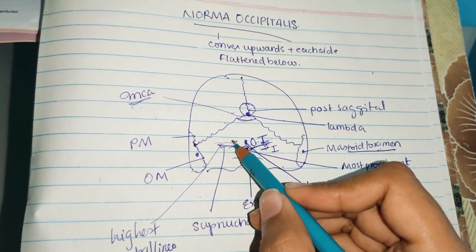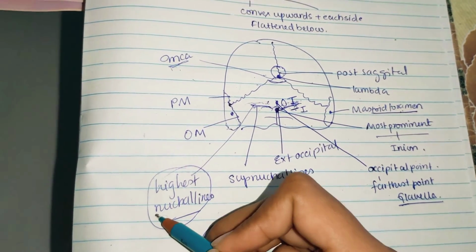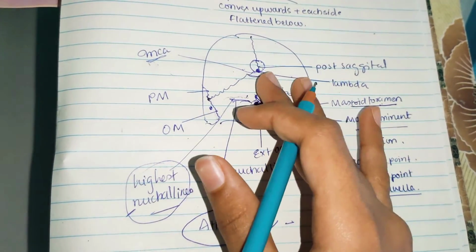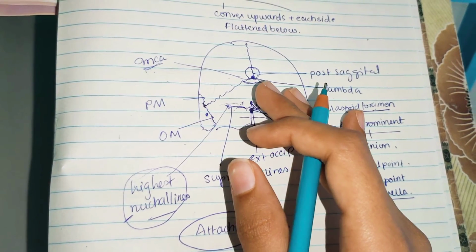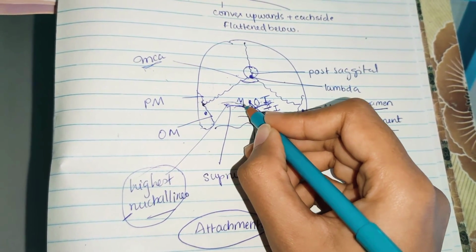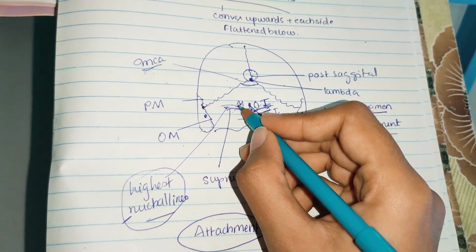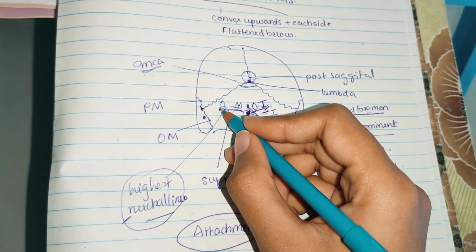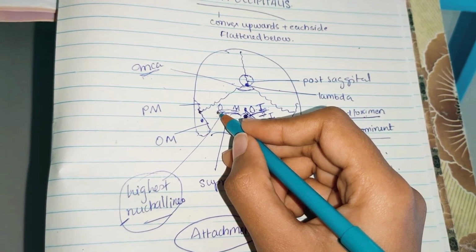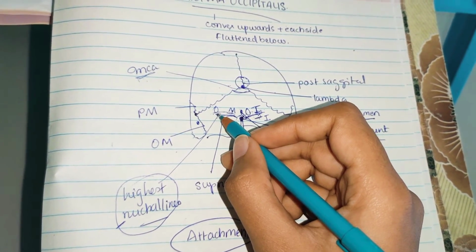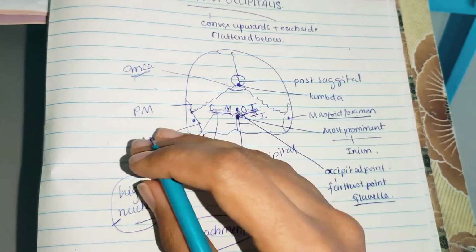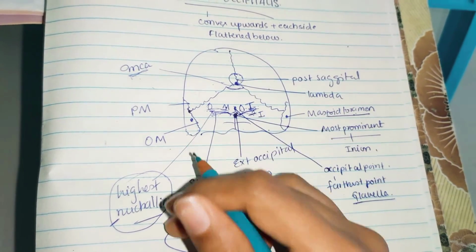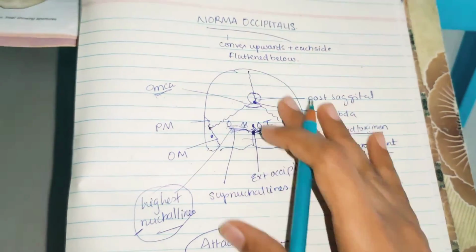We know this dotted line, I said this is the highest nuchal line. This highest nuchal line also gives attachment to the epicranial aponeurosis, which is also called the Galea aponeurotica, right? Medially there is attachment of the Galea aponeurotica, and laterally there is origin of the occipital belly of the occipitofrontalis muscle. In the case of absence of the highest nuchal lines, both muscles will attach to the superior nuchal line itself. Okay, so this is all about norma occipitalis.